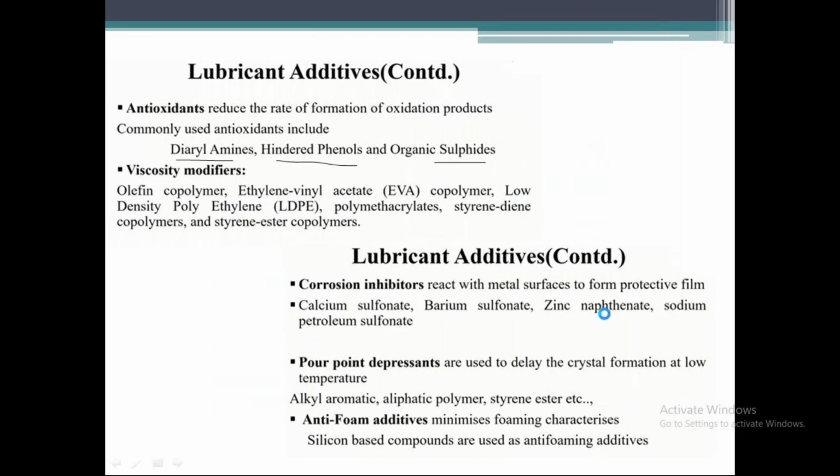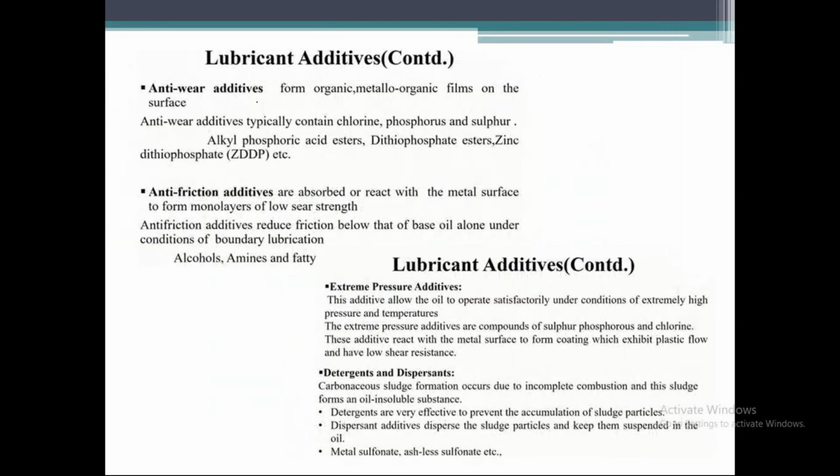Similarly, we have anti-wear additives. One thing you have to remember is ZDDP is a magic ingredient, that is zinc dialkyl dithiophosphate. So this is one additive which is ruling the additive industry. If this is present, it will reduce the friction, it will reduce the wear, everything. But the problem is it has phosphorus as well as sulfur, so it is not very environment friendly.